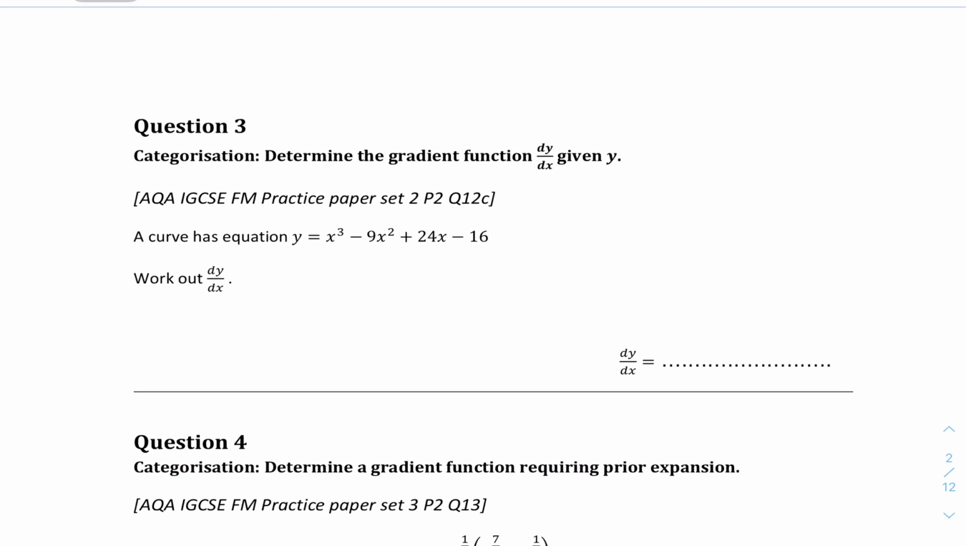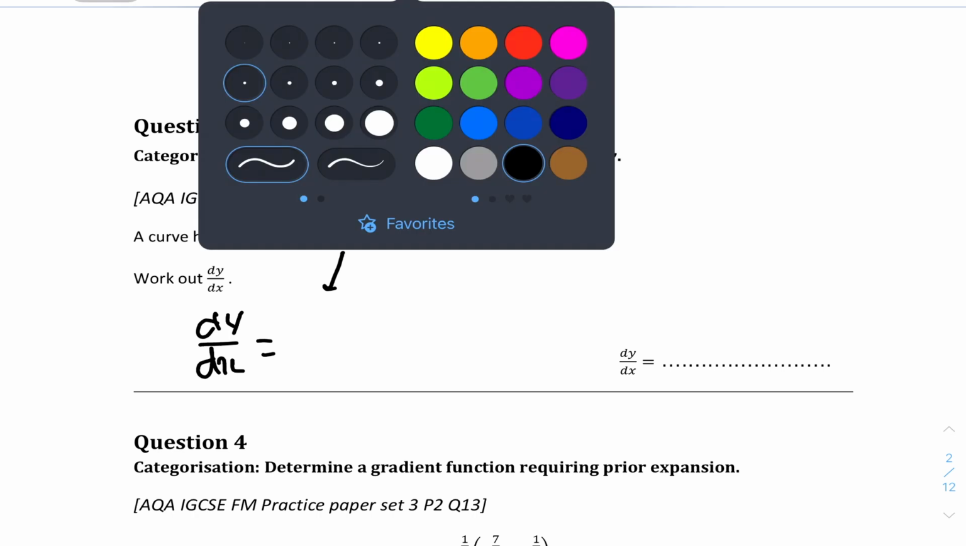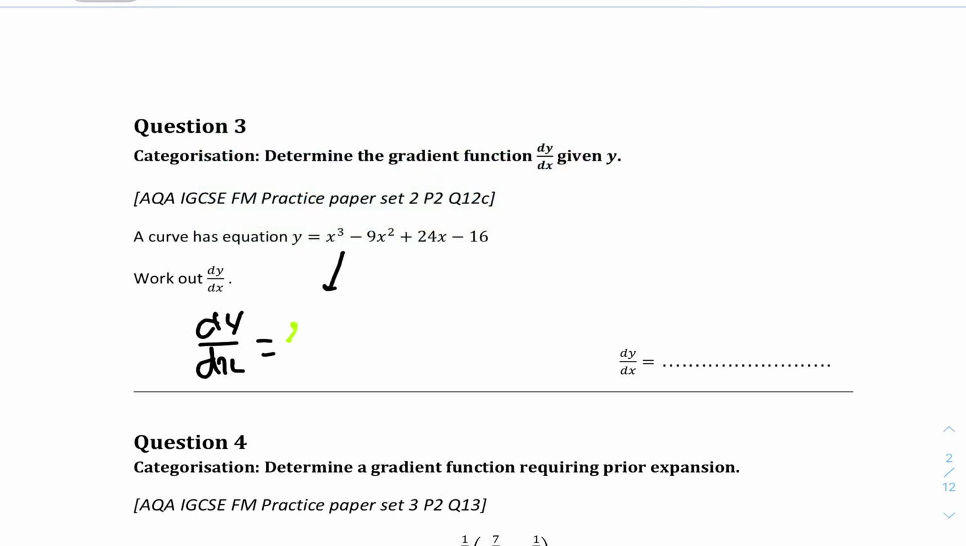And question 3. A curve has equation y equals x cubed minus 9x squared plus 24x minus 16. Work out dy over dx. So it's basically just differentiating. So dy over dx will be equal to the first term, for the x cubed term, pull the power down, and 3x then the power minus 1, 3x squared, minus the second term, the power pulled down and times by the coefficient, minus 18x.